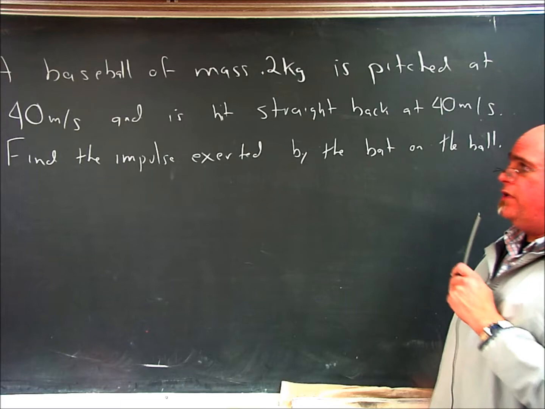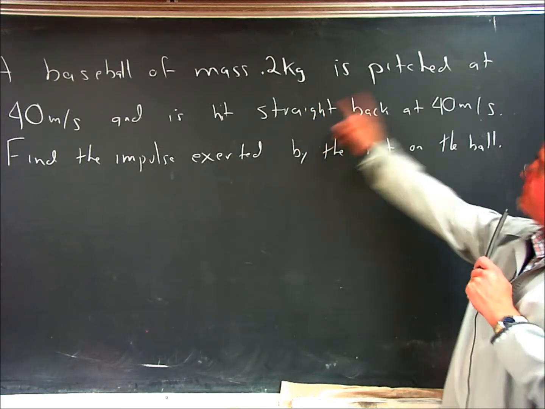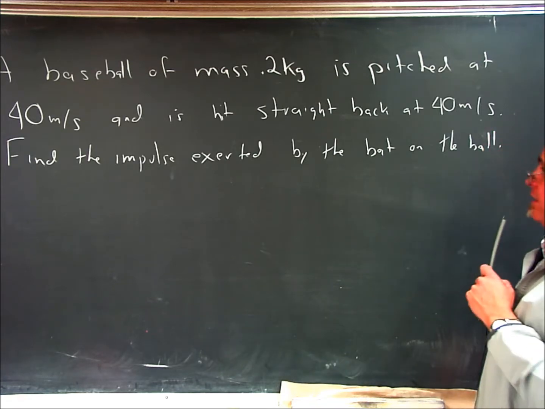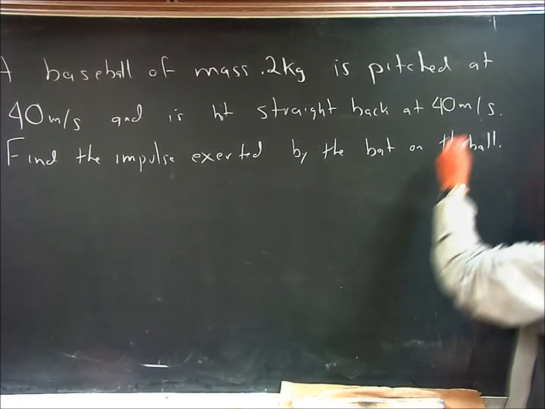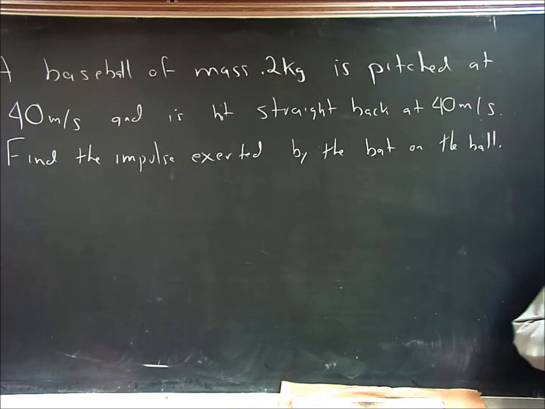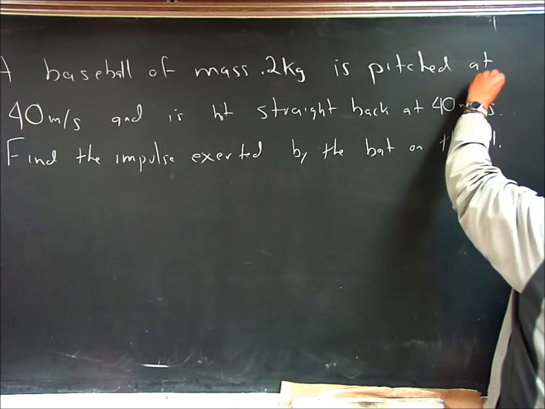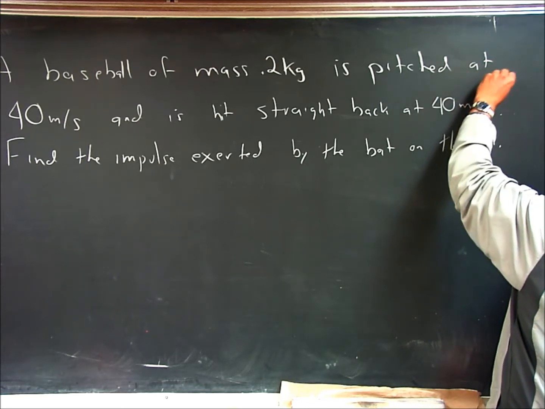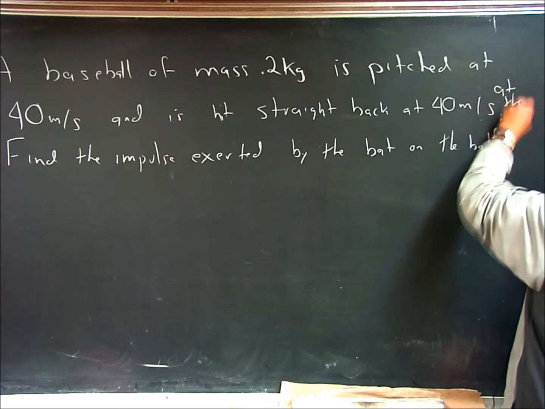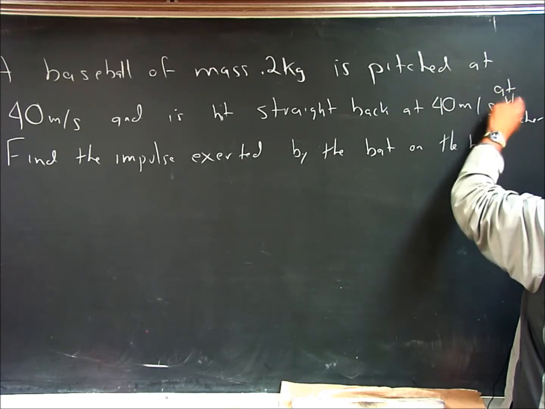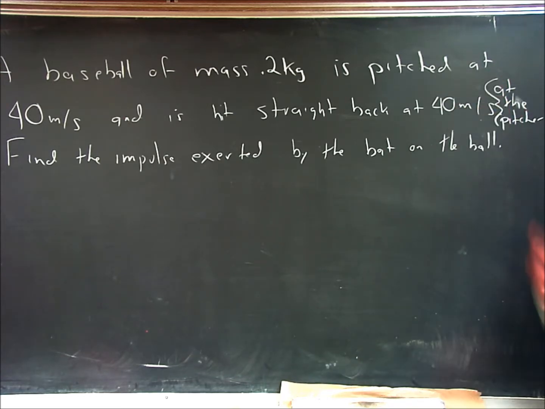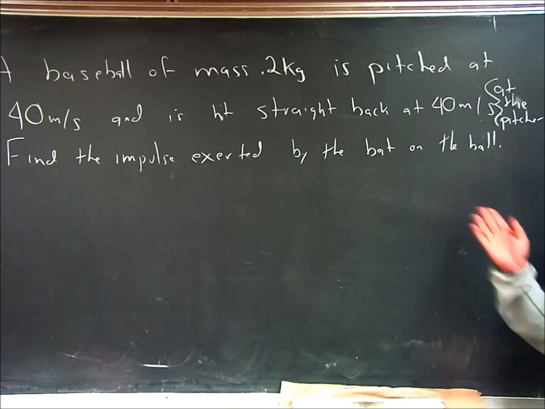My word problem here says a baseball of mass 0.2 kilograms is pitched at 40 meters per second, and it's hit straight back at 40 meters per second. I think they meant to say straight back at the pitcher. Now find the impulse exerted by the bat on the ball.